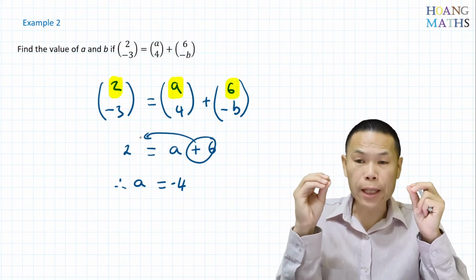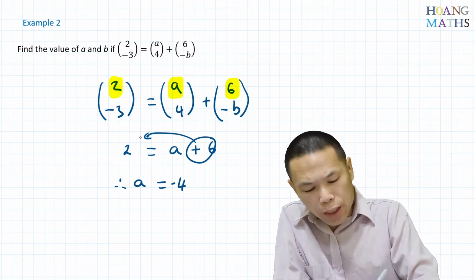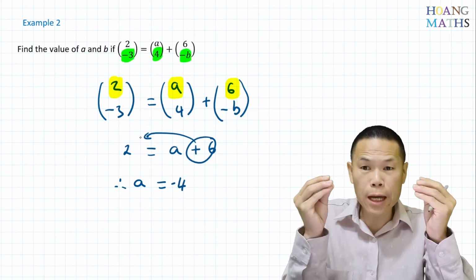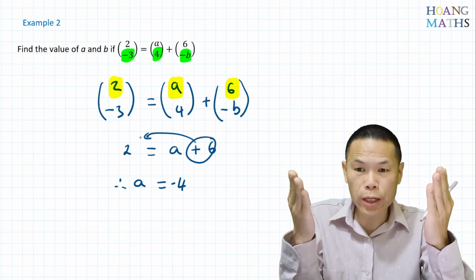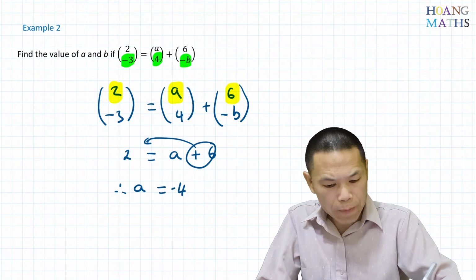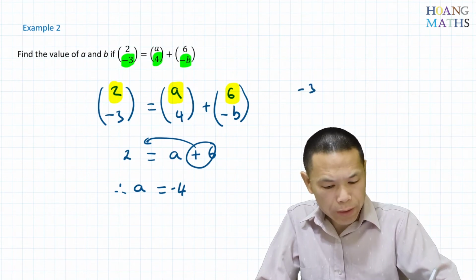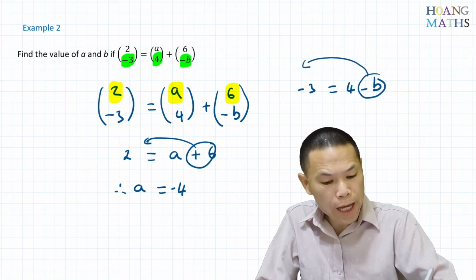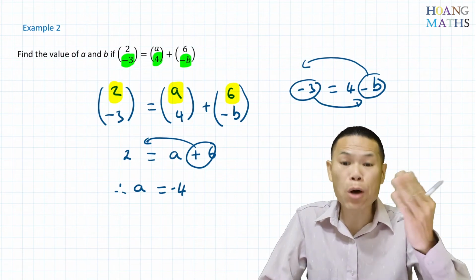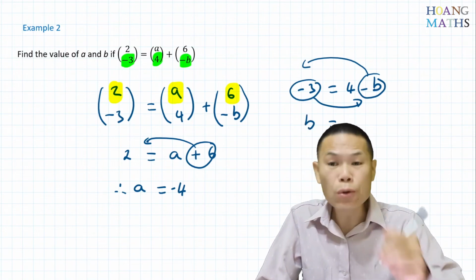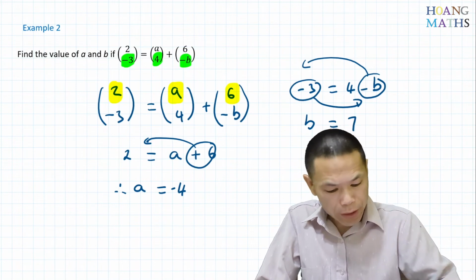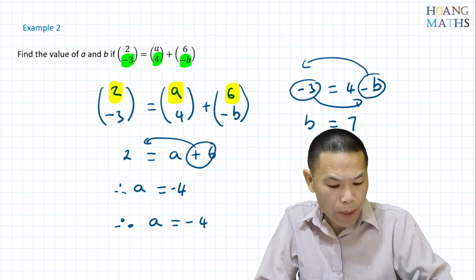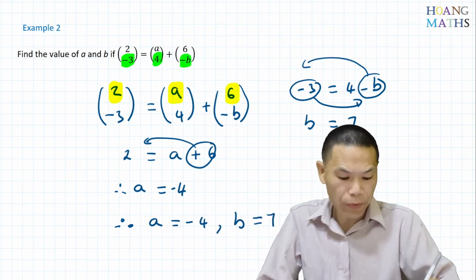There you go. And then we have the J component. So -3 is equal to 4 plus -B. In other words, 4 minus B is equal to -3. So I just move this -B to this side and the -3 to that side, and it becomes positive. So B is equal to 4 plus 3, which is 7. Therefore, A is equal to -4 and B is equal to 7. There you go.